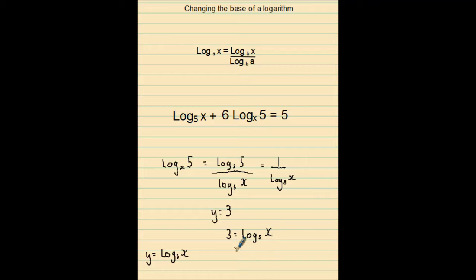You should be able to solve this if you recognize what's going on. What I'm saying here is, what is the index to the base 5 that results in x? But it's telling me that the index to the base 5 that results in x is 3. So I can take this away, and so I can find that x is equal to 125.